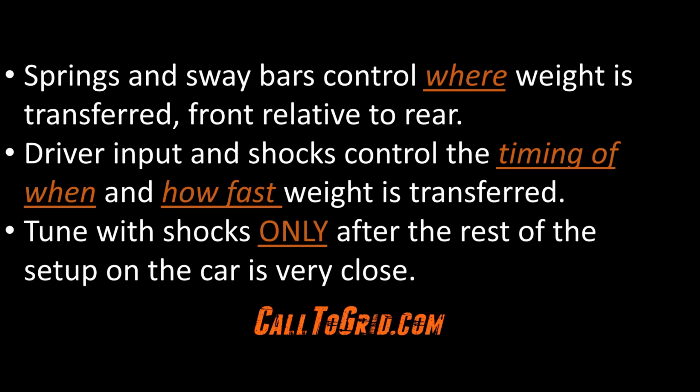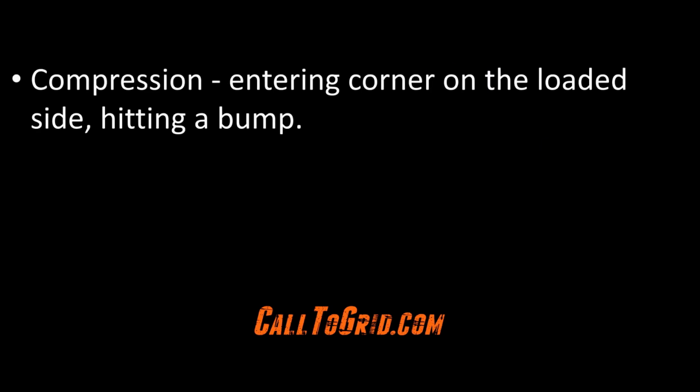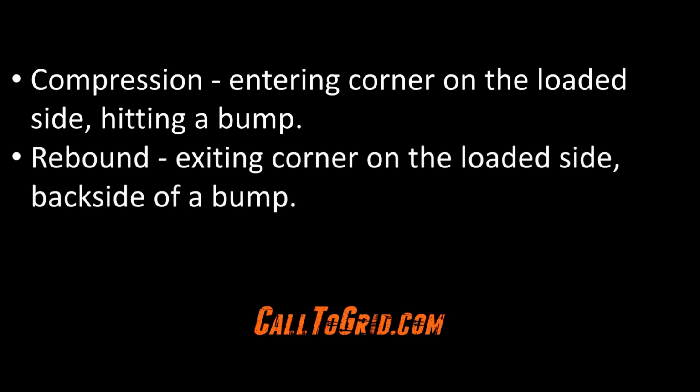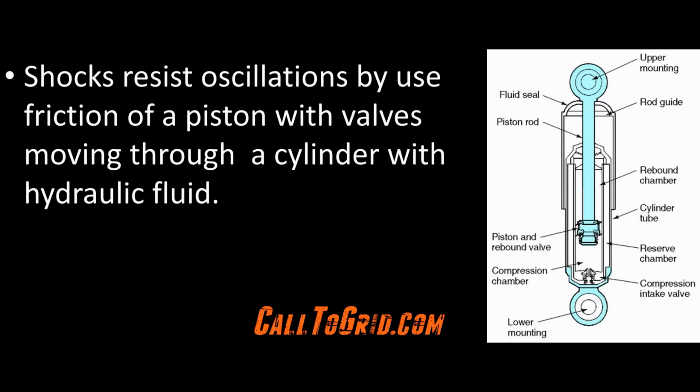Shock absorbers work in two cycles, compression and rebound. Compression, or bump as it is also called, such as under roll on the loaded side and when hitting a bump. And rebound, such as coming out of roll on the loaded side and the backside of a bump. Shocks resist the oscillations of the spring and chassis by use of friction of a piston with valves moving through a hydraulic fluid in a cylinder.